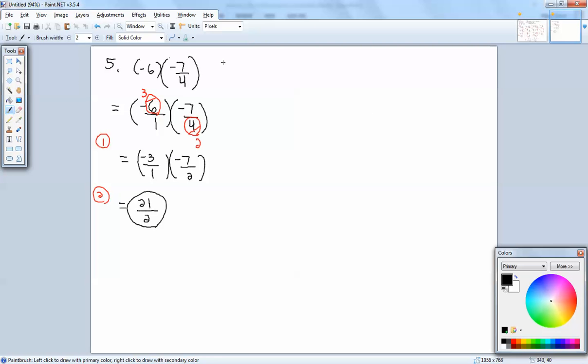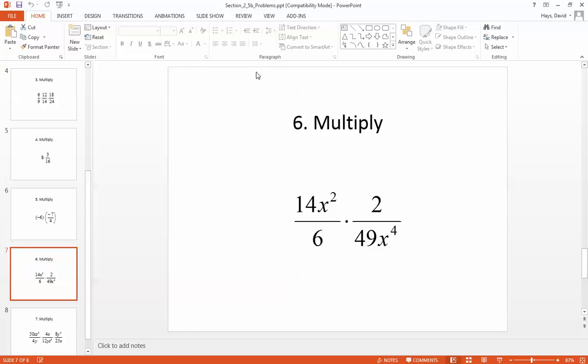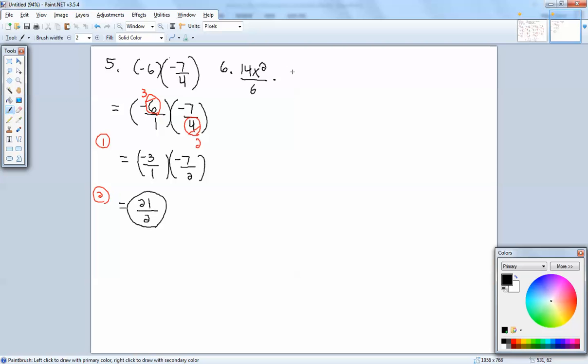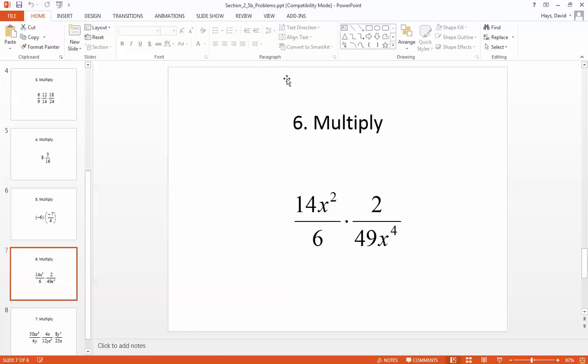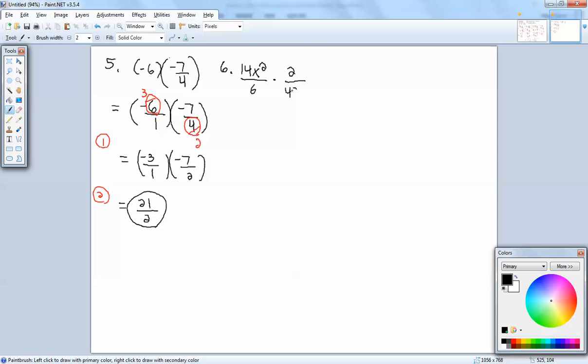Let's take a look at this problem. We got 14x squared over 6 times 2 over 49x to the fourth. Okay, step 1. Simplify our fractions. Right away I see here 2 and 6. Those are both divisible by 2. 2 divided by 2 is 1. 6 divided by 2 is 3. So we're going to have 14x squared over 3 times 1 over 49x to the fourth.